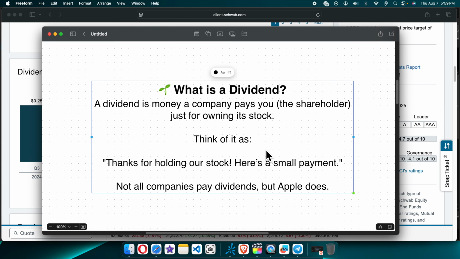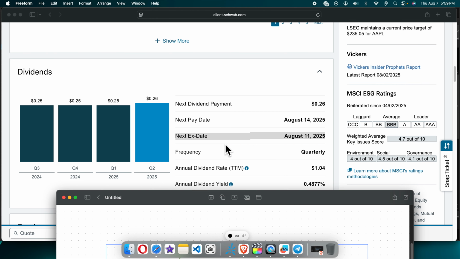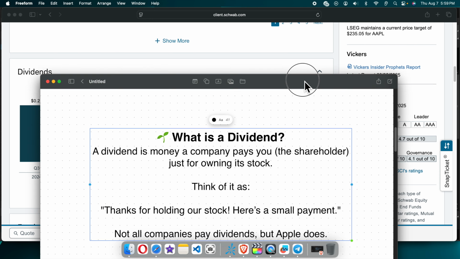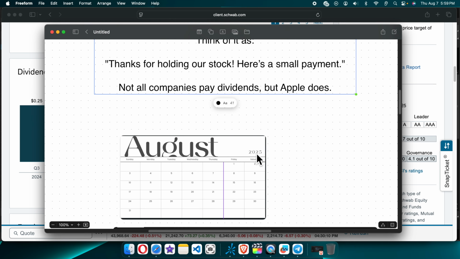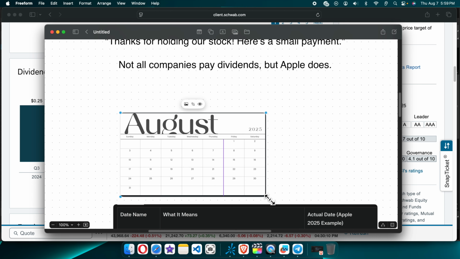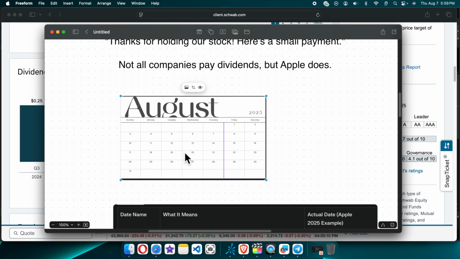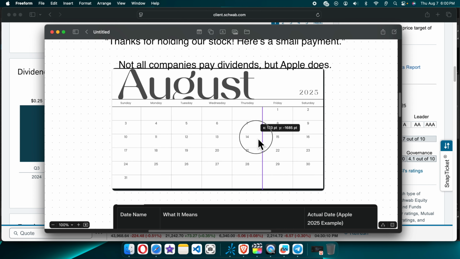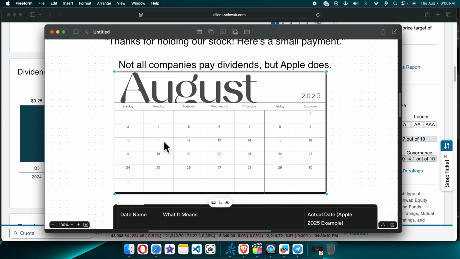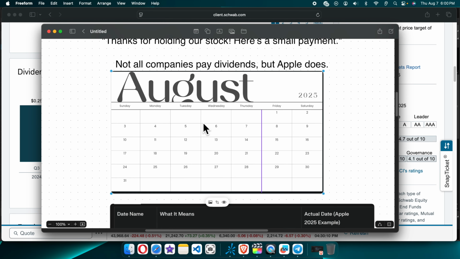Now here check the date: August 11, 2025. This is August 2025, and I'm giving one sample example. They are mentioning that the date is the 11th, right? I'm going to zoom in a little bit so that it will be easily understandable. Apple is telling us that on this date they are going to pay the dividend. Actually, they are going to pay the dividend after 2 days probably, right? The 14th. So here is the 14th.